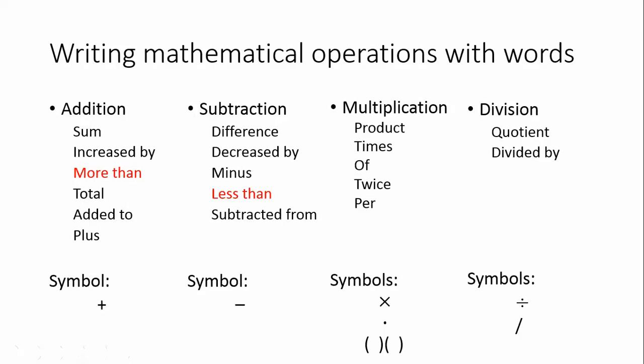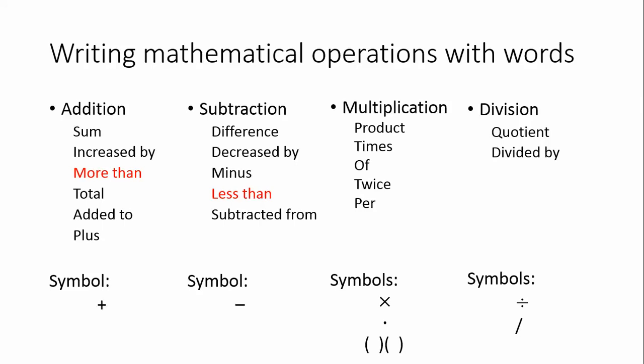Before we do that, let's talk about writing mathematical operations with words. Remember the 4 mathematical operations: addition, subtraction, multiplication, and division. What you're going to want to learn are the list of words underneath each operation. When we go to see these word problems and we're trying to write the expression, you need to understand that for addition, you could see words such as sum, increased by, more than, total, added to, or plus.